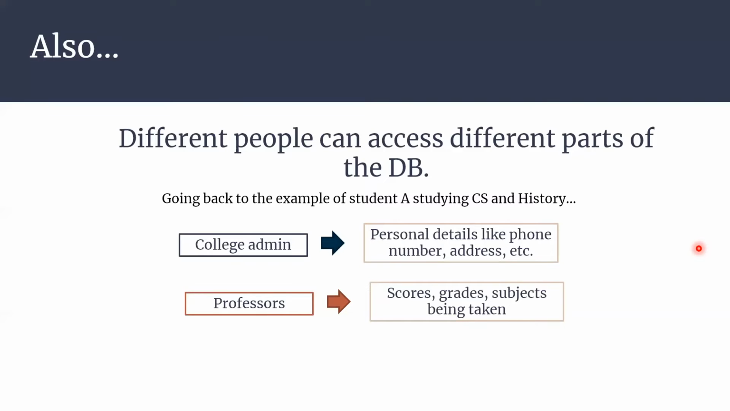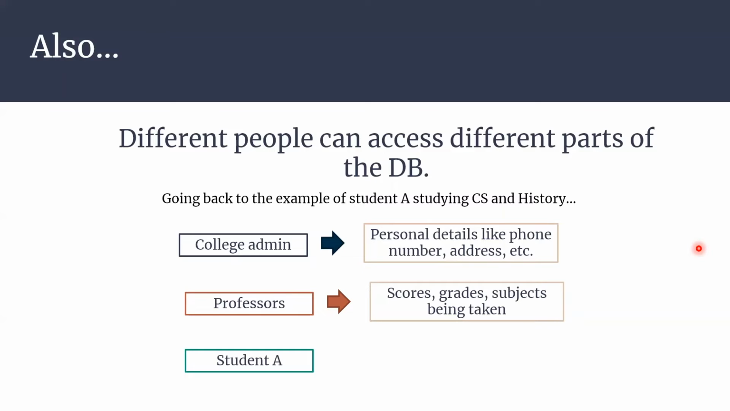He's doing computer science and history. So his computer science professors should be able to access his computer science subjects. And his history professors should be able to access his history subjects, right? That's another distinction that can be made.